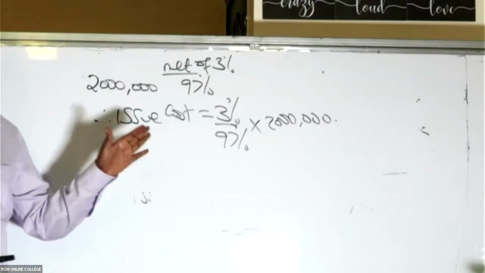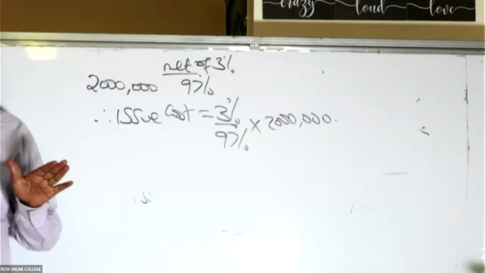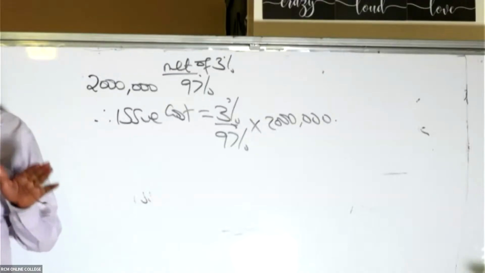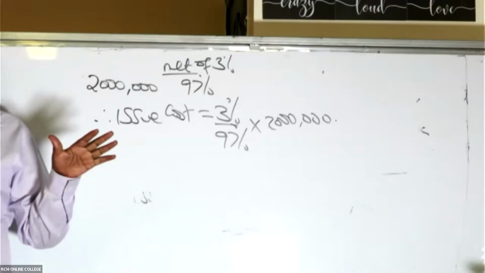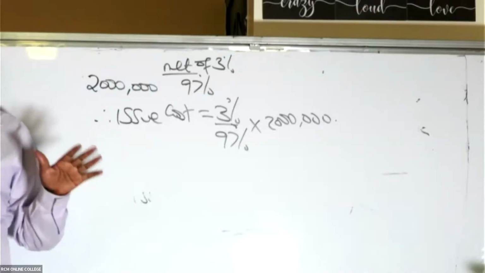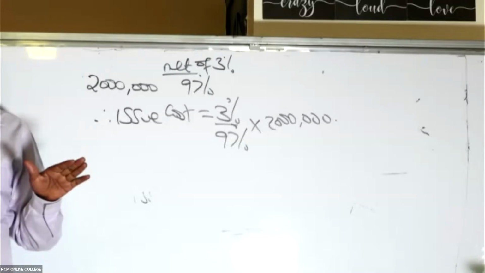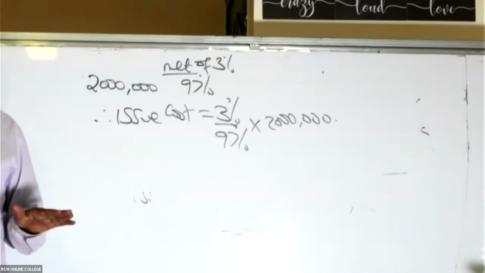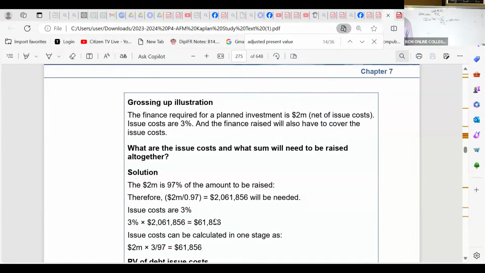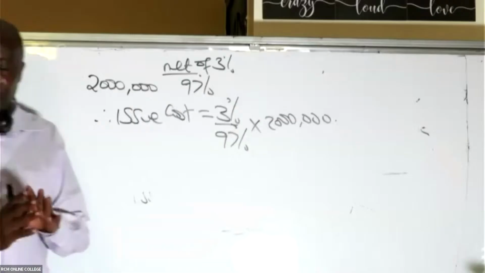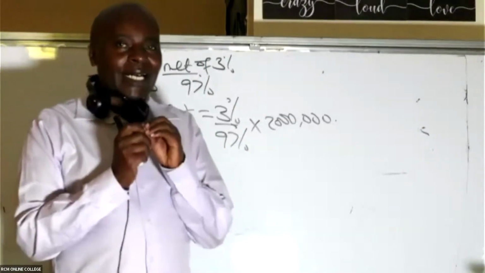Now we're getting the issue cost using a better method. Is there somebody who is able to confirm that this answer is the same as the other one? Thank you so much. And if you look at this book, ladies and gentlemen, they have the same 61,856.